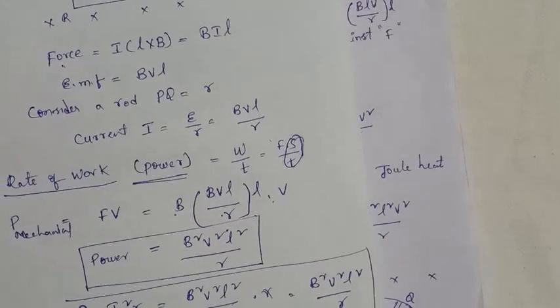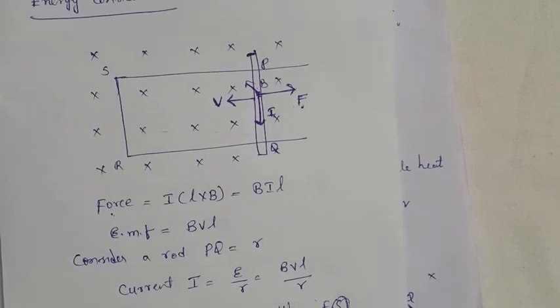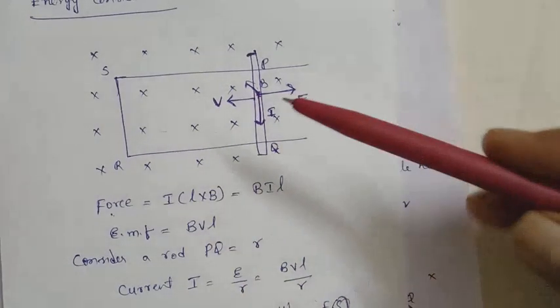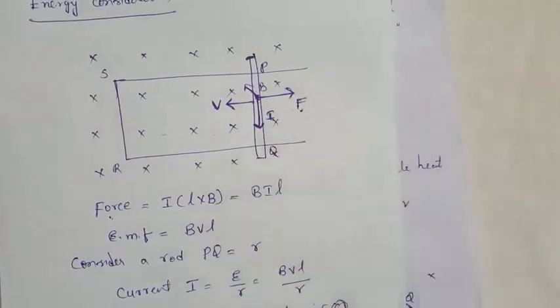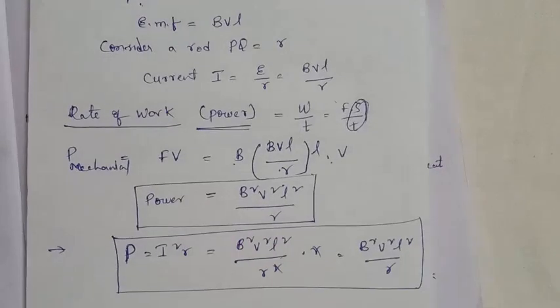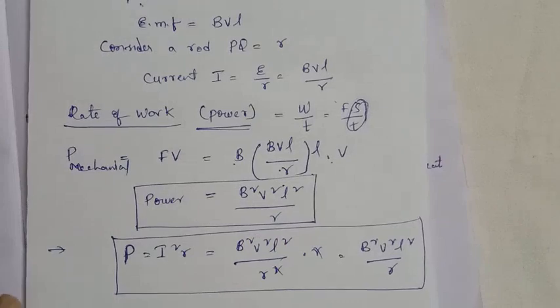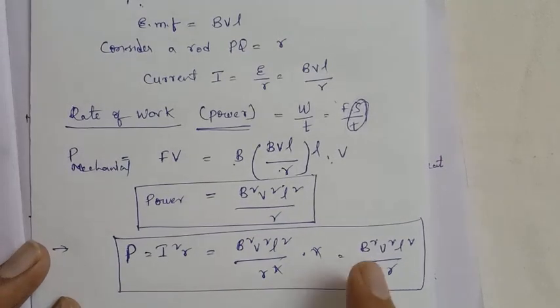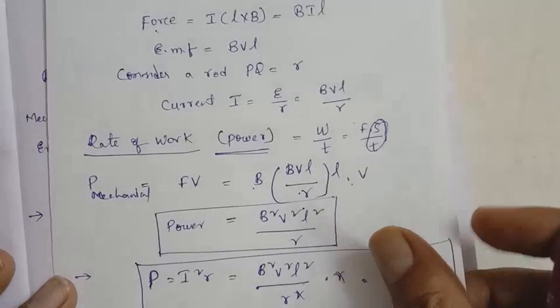According to the law of conservation of energy, energy can neither be created nor destroyed, but is converted from one form to another. The work you are doing, that is mechanical energy, is converted in the form of thermal heat energy. So power is equal to B square V square L square by R.